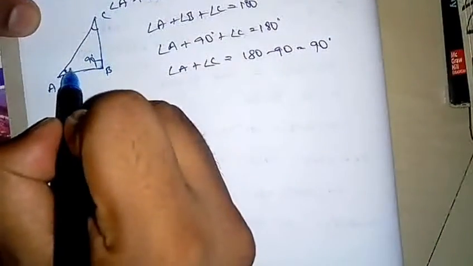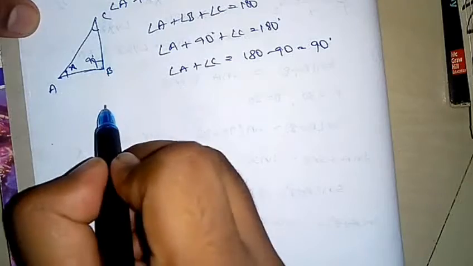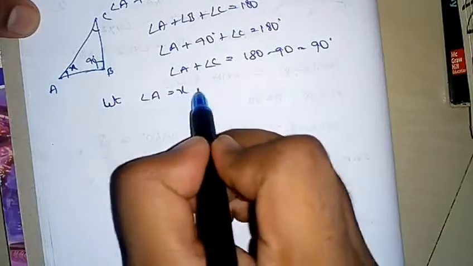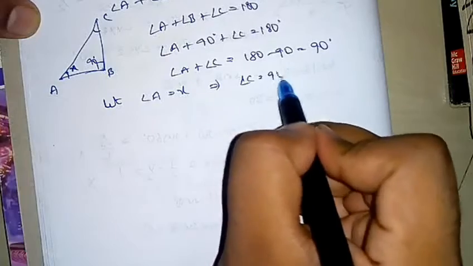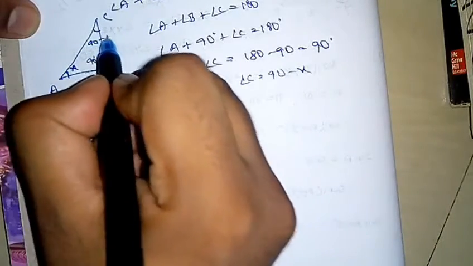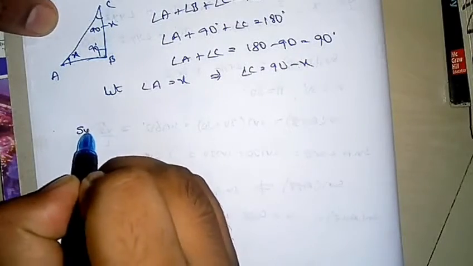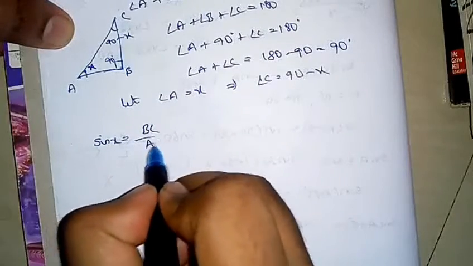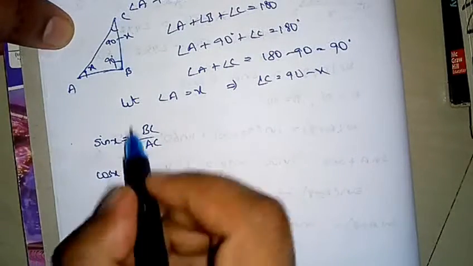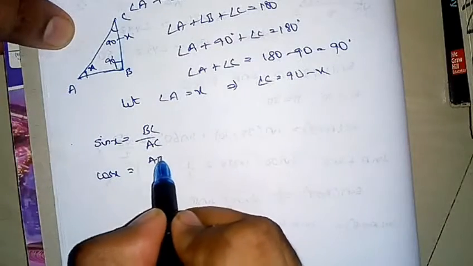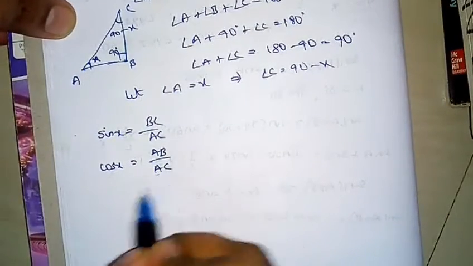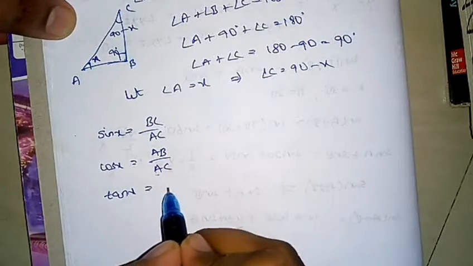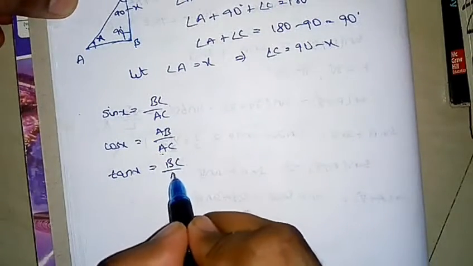Initially, let us assume that angle A is equal to x degrees. Let angle A be equal to x. This implies angle C is equal to 90 minus x. Now let's write the trigonometric ratios. In this triangle, sin x will be equal to opposite side BC by hypotenuse AC. Cos x will be equal to adjacent side AB by hypotenuse AC. Tan x will be equal to opposite side BC by adjacent side AB.